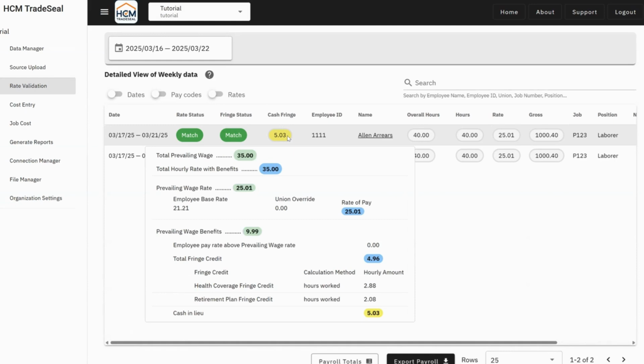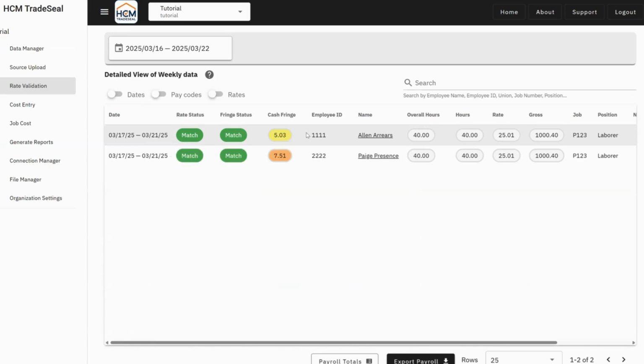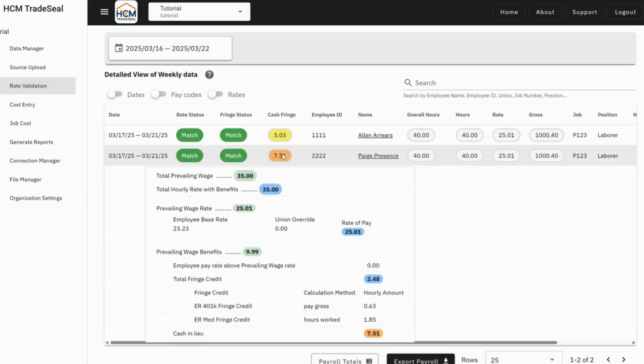But as an employer, we can say that $2.88 per hour and also $2.08 per hour were paid in employer paid benefits. So we can subtract those from the $9.99 and instead pay $5.03 per hour. That saves money and was covered in our overview video. This saves employers money by reducing the amount of tax they need to pay and also can reduce overpayment to employees. Looking at the second employee, we're using a real-time calculation.